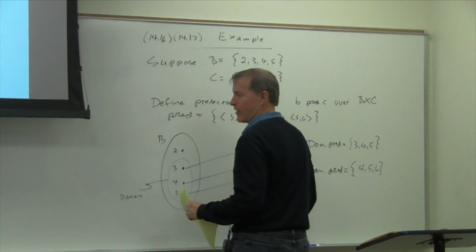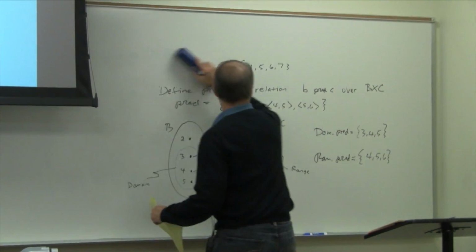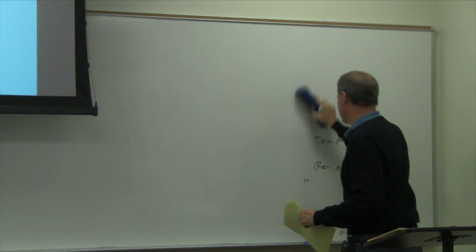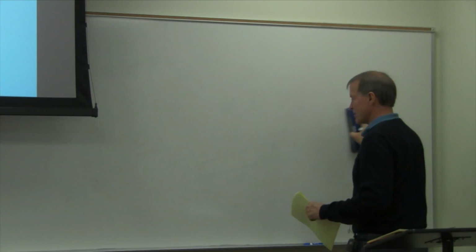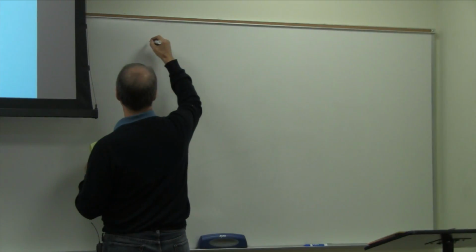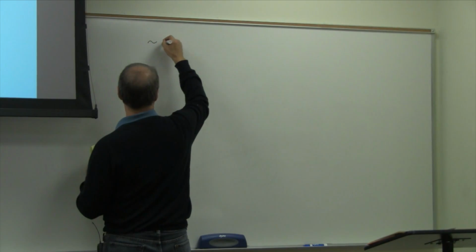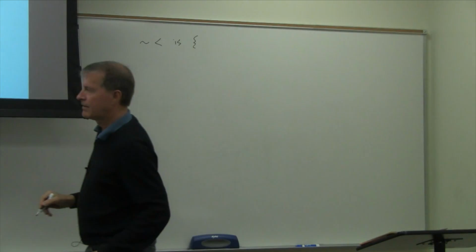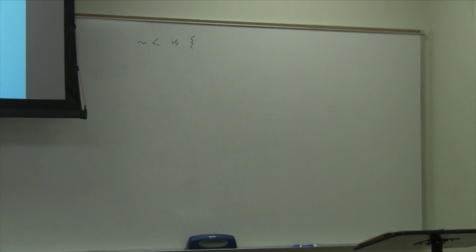How about one more? How about we do the complement? Do you remember how the complement worked? What was the complement of a set? Everything that is not in it. Exactly. So what is the complement of less than? What set is it? What are the elements? If this is the less than, then what are all the elements in B cross B that are not in here?